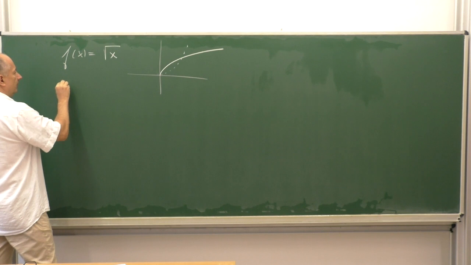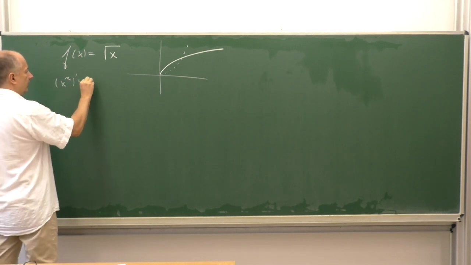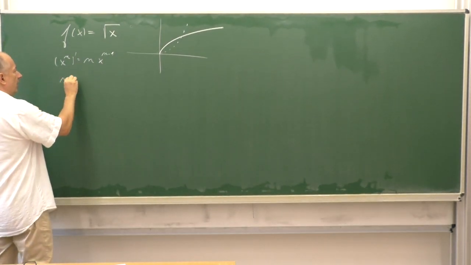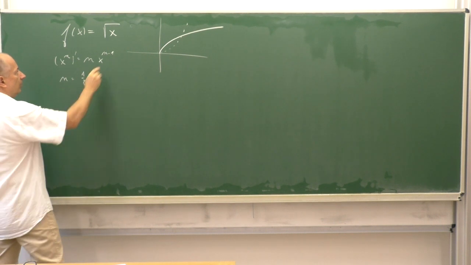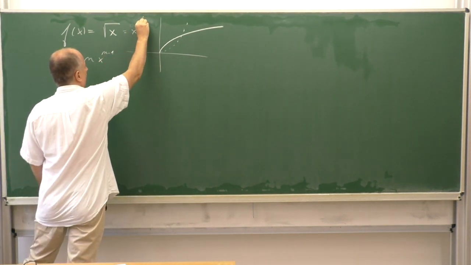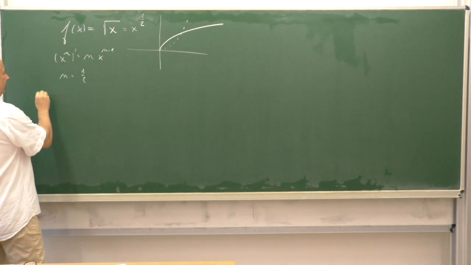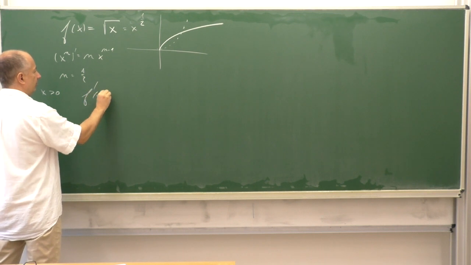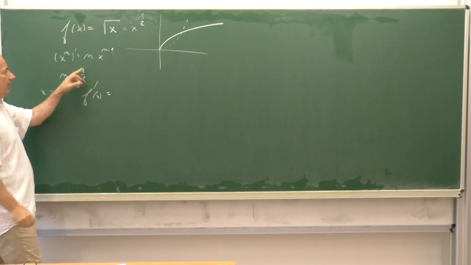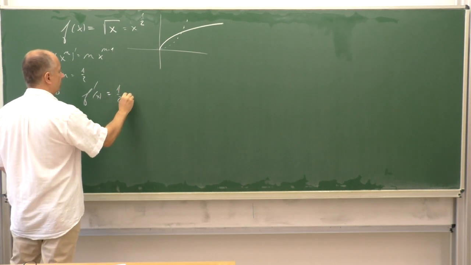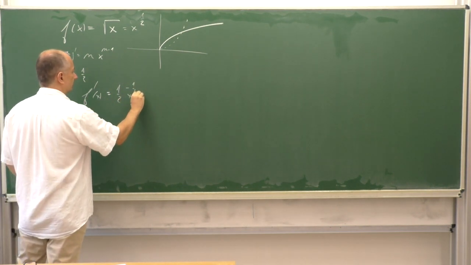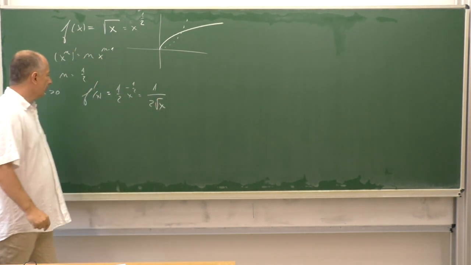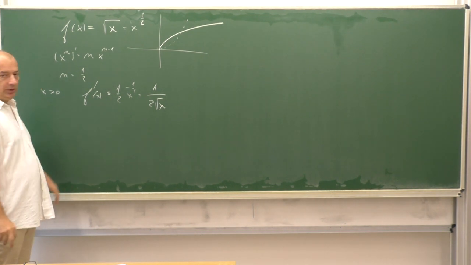We use the formula that the derivative of x to n is n times x to n minus 1. For a special case, n is 1/2, because square root of x is equal to x to 1/2. And then for positive x, we have that the derivative f prime is equal to n, which is 1/2, x to the minus 1/2, which can be written as 1 over 2 square root of x. This is perfect when x is positive.